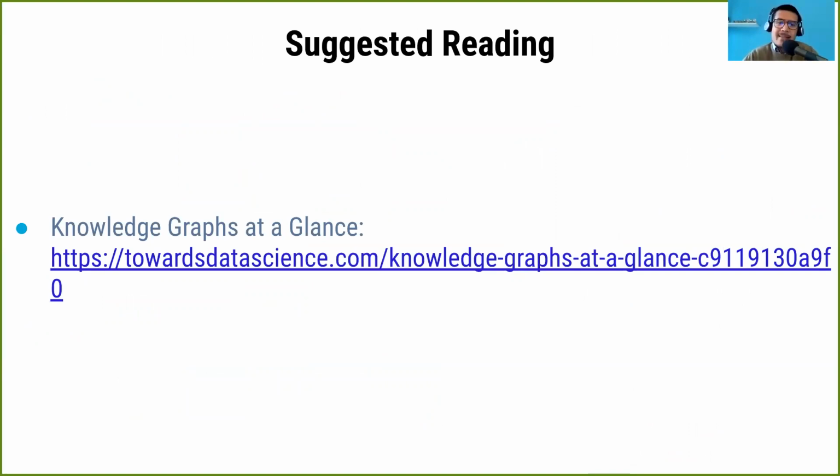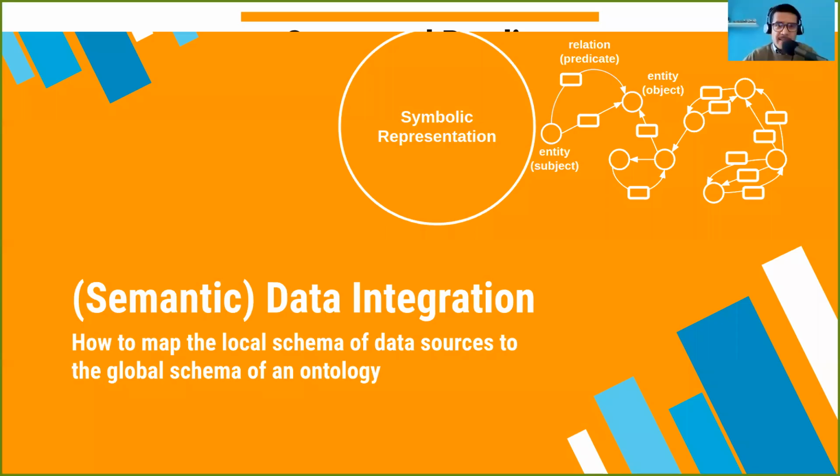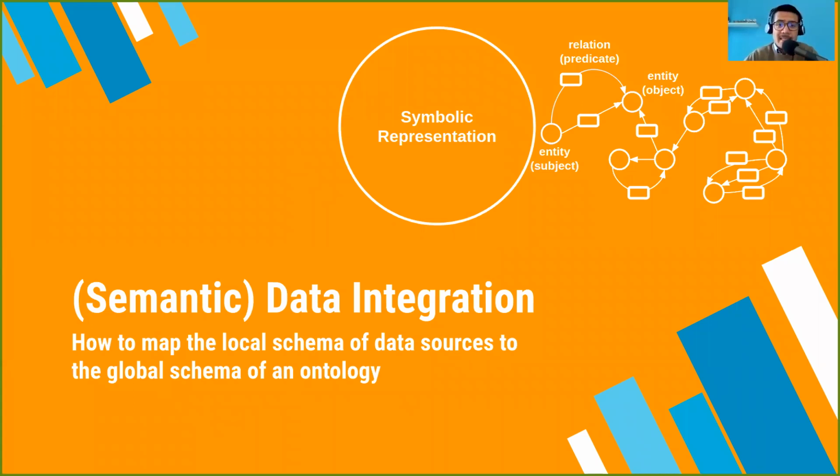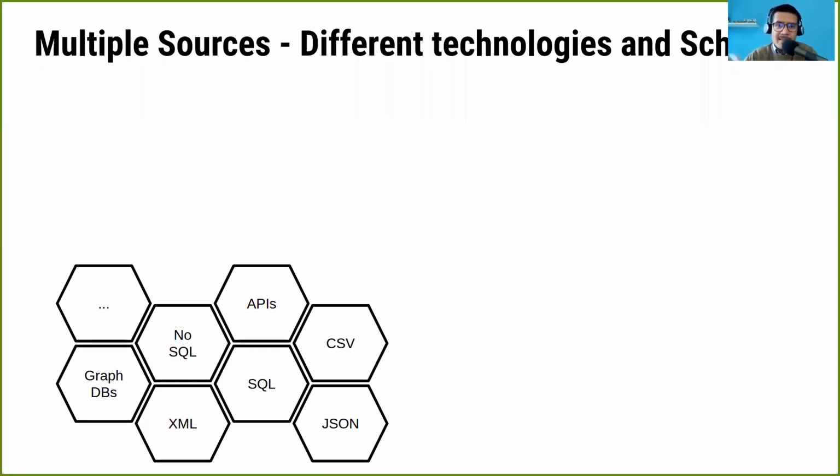Now let's see how the representation can be used for a specific purpose. The main idea of data integration from a semantic perspective is to map the local schema of different data sets to a global schema, in our case, the ontology. In order to clarify this aspect and this definition, I will give you an example. So consider this set of multiple sources that employ different storage technologies and schemas. Each of these databases includes its own language in order to store and publish the data.